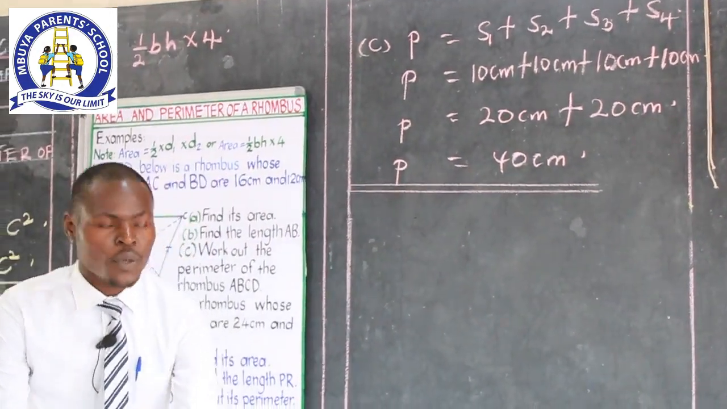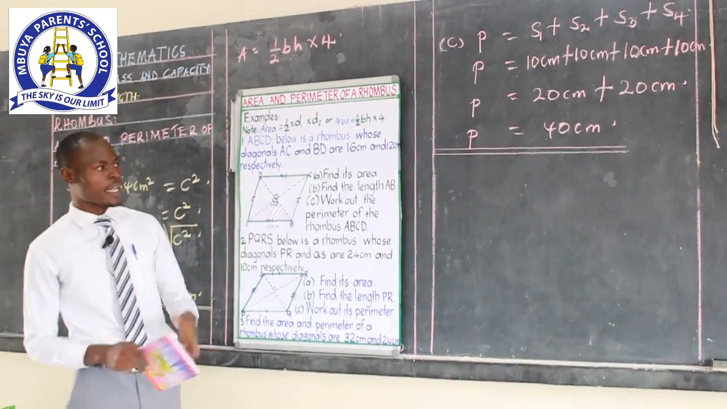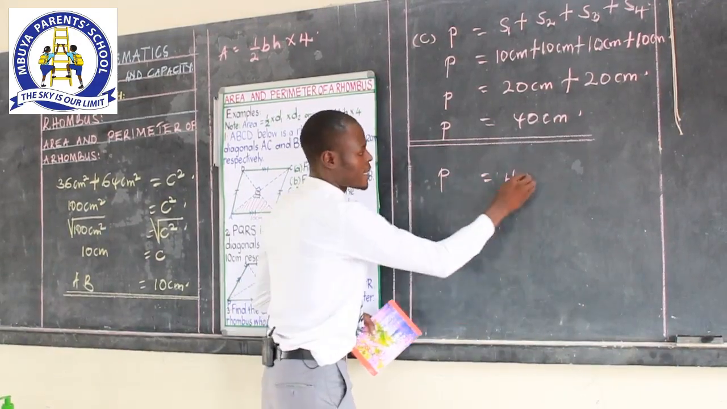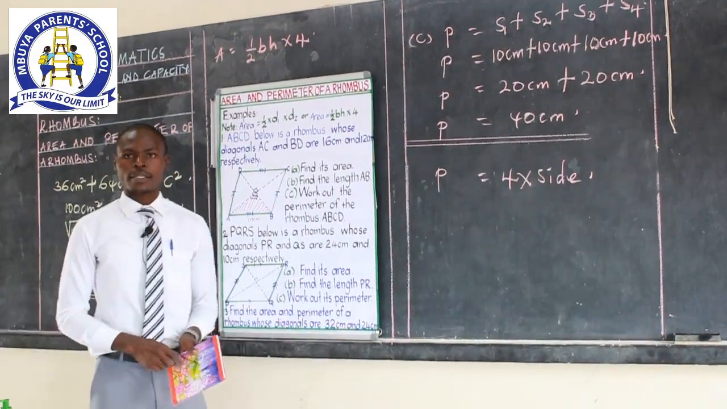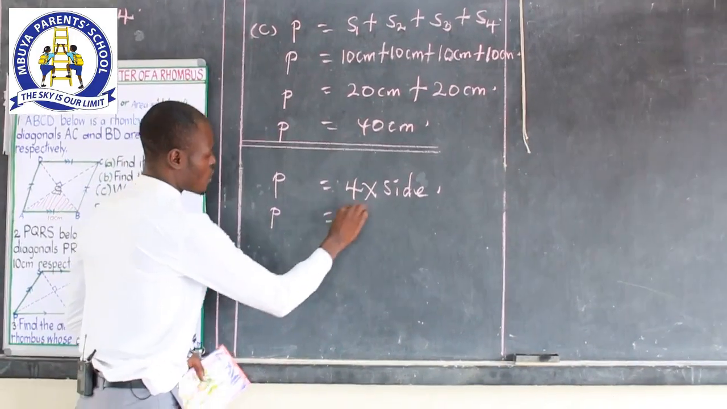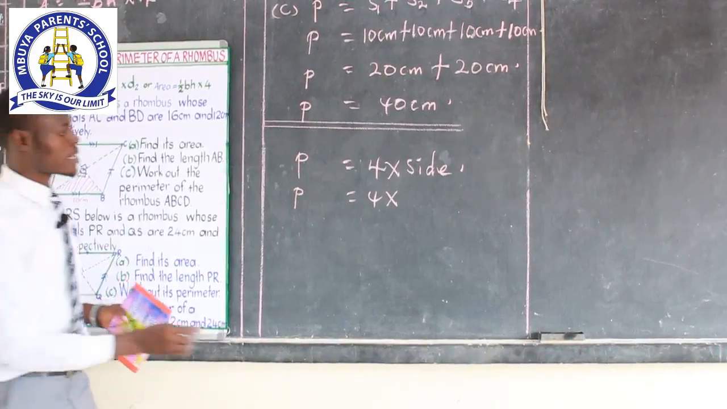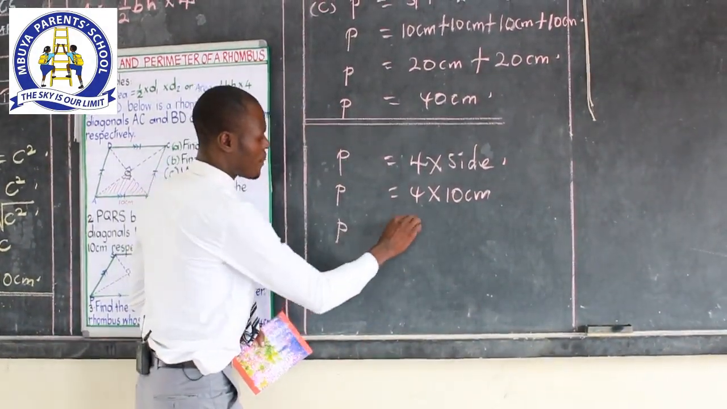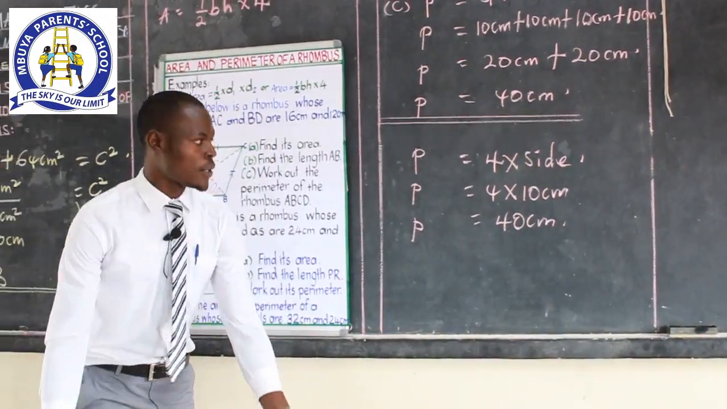There are some candidates who wish to say, teacher, but you've said that this polygon has all 4 sides equal. What if I say perimeter is equal to 4 sides times 1? Because all the sides are equal. Class, I want to say you are 100% correct. You can say perimeter is equal to the 4 sides times the length of each side. We've found that the length of each side is actually 10 centimeters. So we shall finally get our perimeter as 40 centimeters, and that will be our final answer.